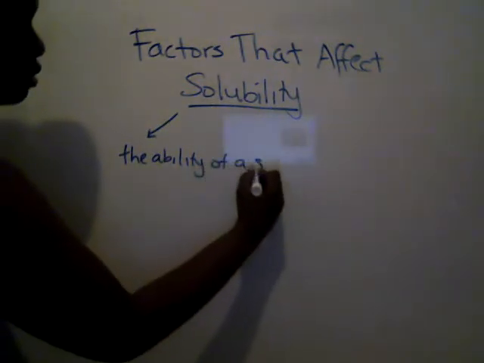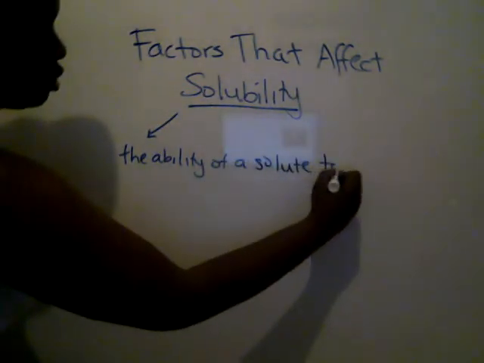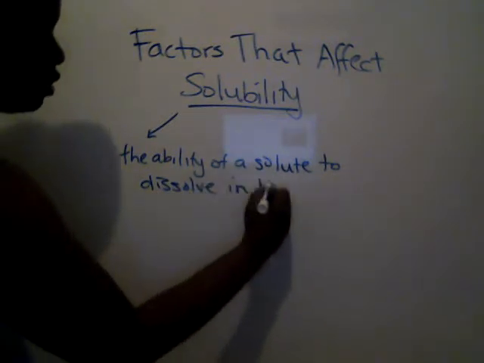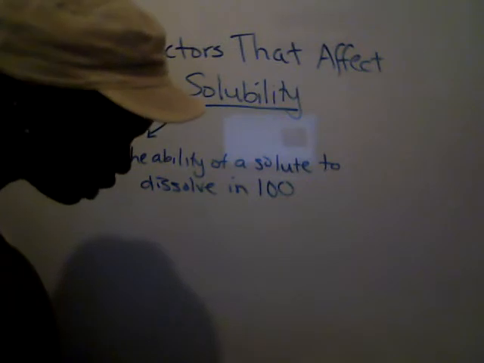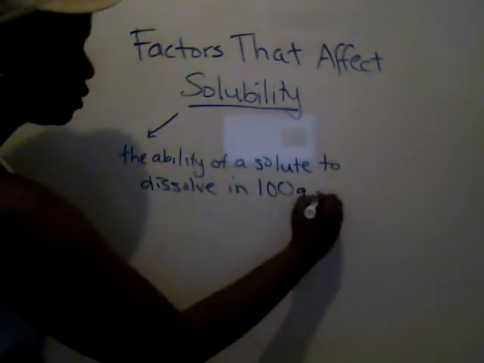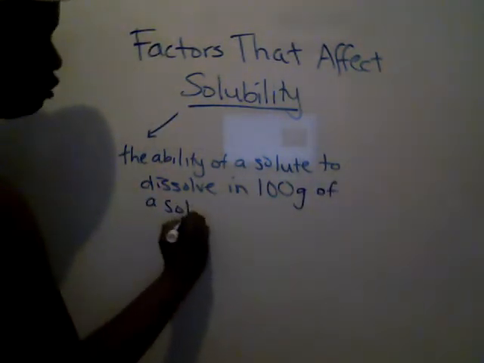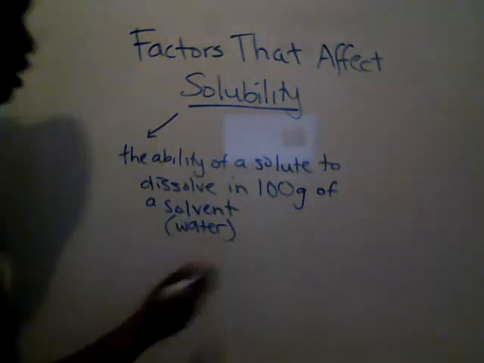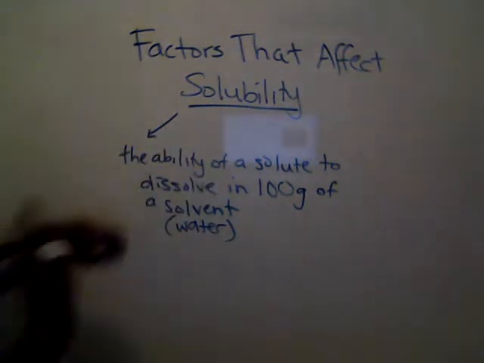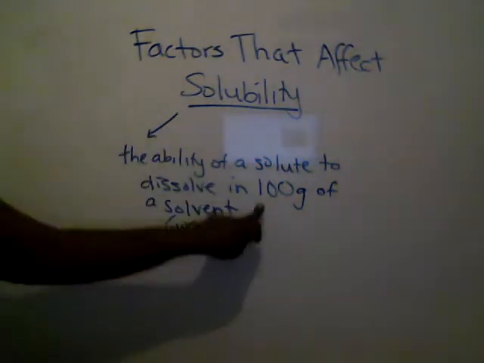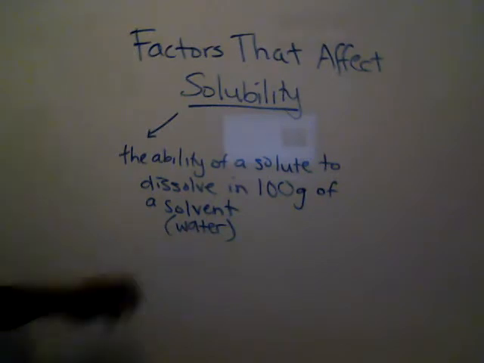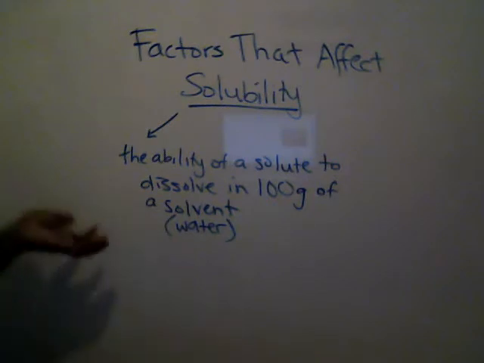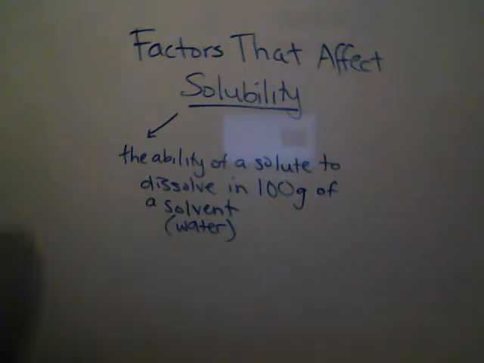of a solute to dissolve in 100, usually 100 grams, of a solvent. Usually in our case, we're talking about water for the solvent. Another definition is the ability of a solute, so any substance, to dissolve in 100 grams of water. We're just trying to describe how well or how poorly something is able to dissolve in water.